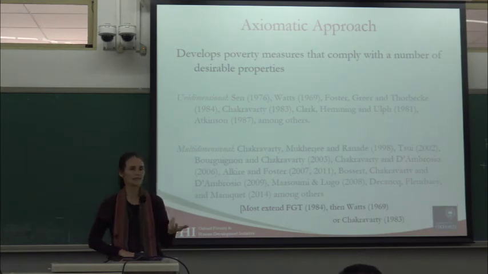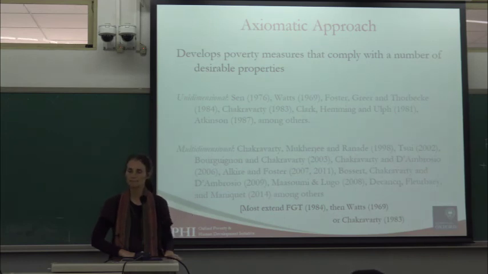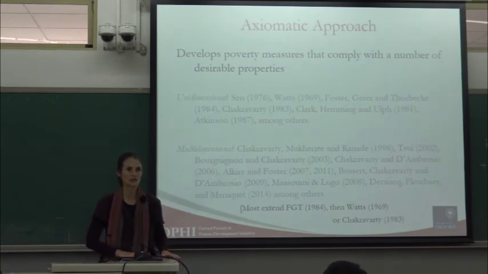Around that time, 1998-99, the drafts of later papers published in 2003 emerged. So Tony Atkinson's paper and François Bourguignon and Satya Chakravarti's paper were both published in 2003, but written at that same time. And those two papers really started this field of multidimensional poverty measurement.